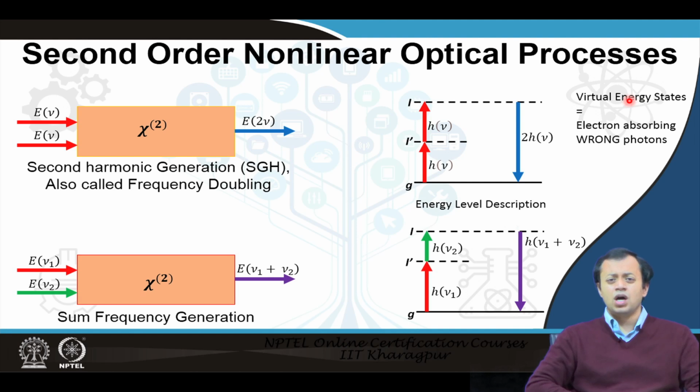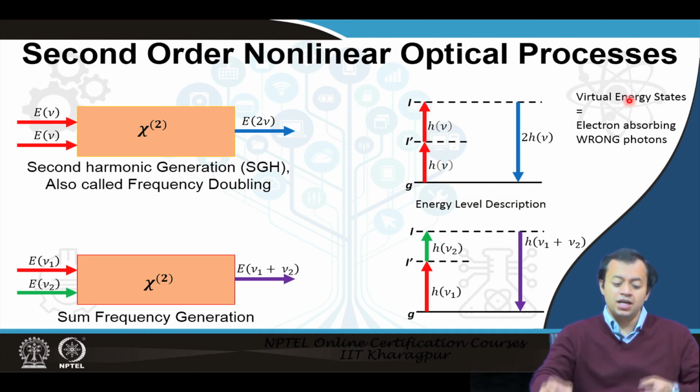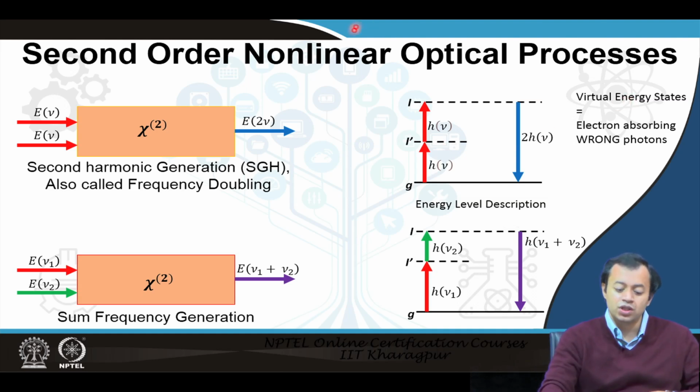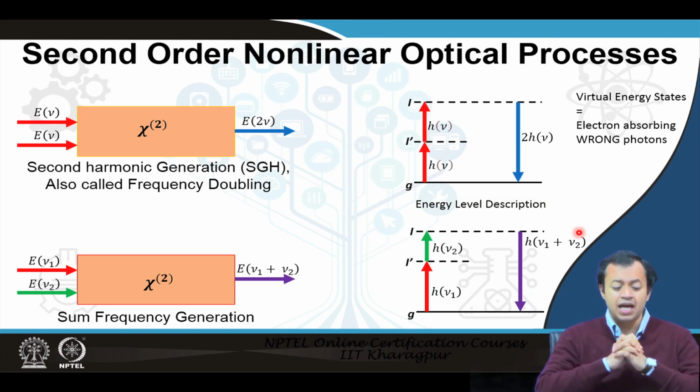There is virtual state spectroscopy coming up, and several new works are being done, but this is a very short-lived state. The idea is that it takes some time for Heisenberg's uncertainty principle to kick in. Before it kicks in, this electron has moved, or has gone back. This is somewhat of a hand-waving idea that describes the overall nonlinearity process.